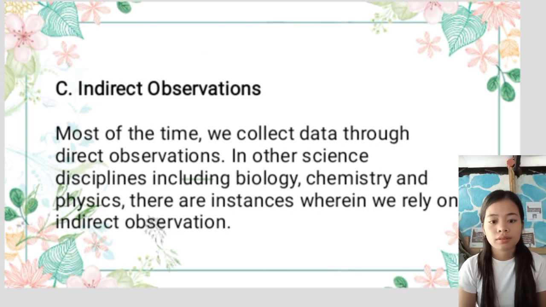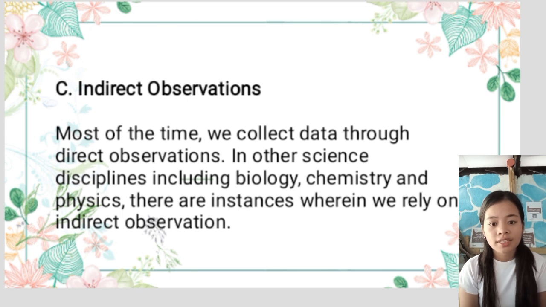Indirect observation. Most of the time, we collect data through direct observations. In other science disciplines, including biology, chemistry, and physics, there are instances wherein we rely on indirect observation. Indirect observations occur when scientists gather data about a phenomenon without directly experiencing or measuring it. Instead, they infer information based on evidence, models, or the effects of the phenomenon on another system. Indirect observation is essential in many scientific disciplines, especially when direct measurement is impossible, impractical, or too dangerous.